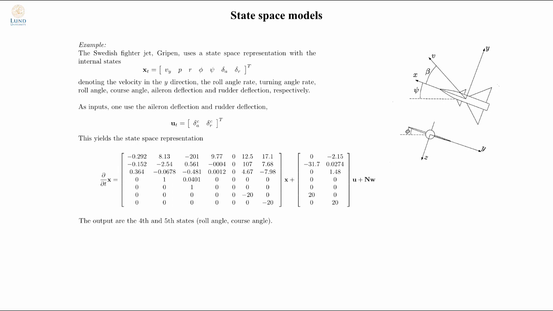Here is another example. This is of the Swedish fighter jet Gripen, and this is the actual state space representation of that fighter jet. So this is just to show you that you can have very complicated systems that you dictate by a few states.